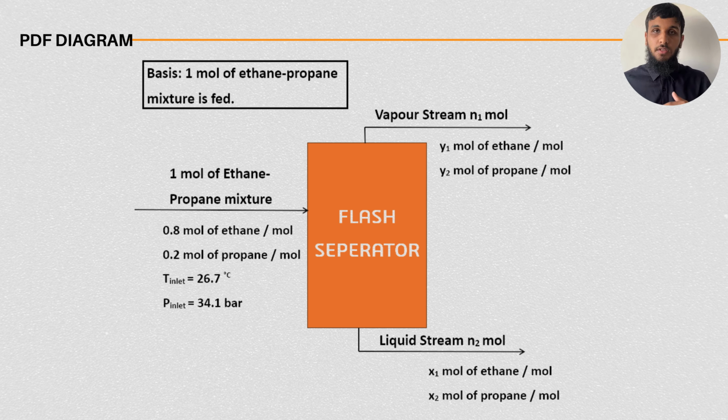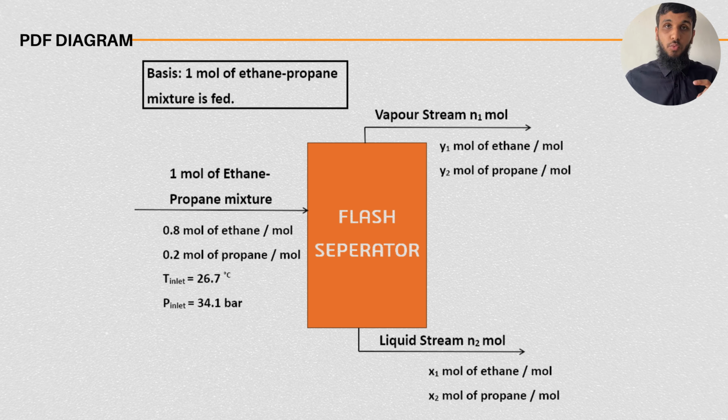As the mixture enters, it flashes. That means it partially vaporizes into two streams. One stream is the vapor stream and the second stream is the liquid stream. The vapor stream, as we know, is rich in the lighter component, which is ethane. And the liquid stream is rich in the heavier component, which is propane.